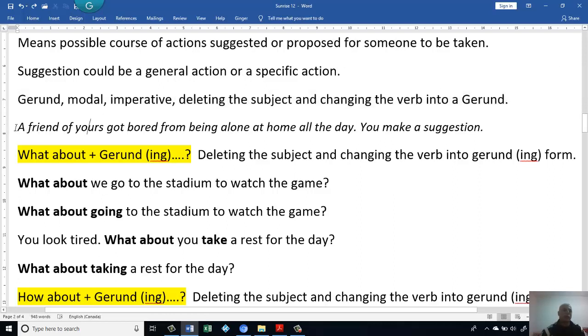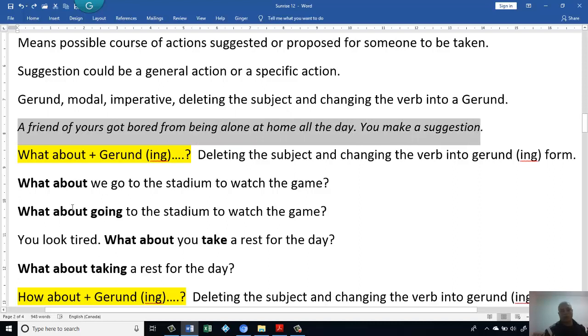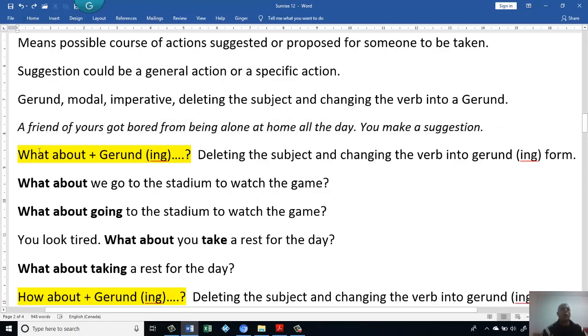In a situation, for example, a friend of yours got bored from being alone at home all day. You make a suggestion. You say, "What about?" Then we have a gerund, then the complement of the sentence, and then a question mark. Here sometimes we delete the subject and change the verb into a gerund form.